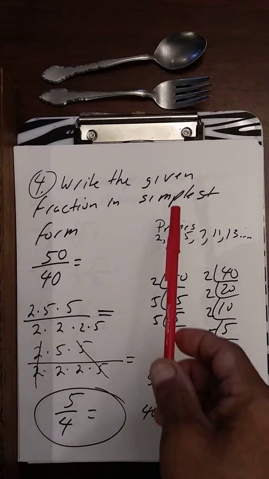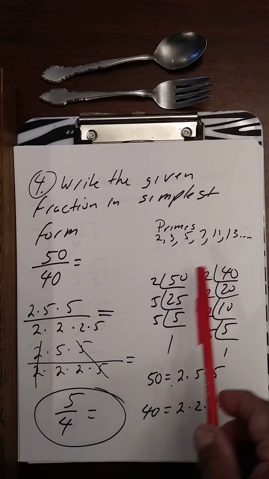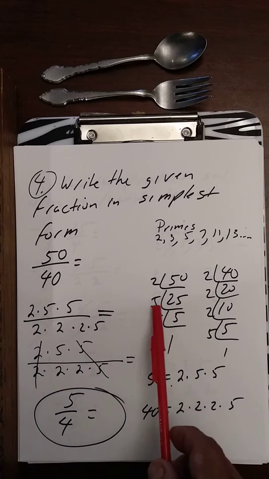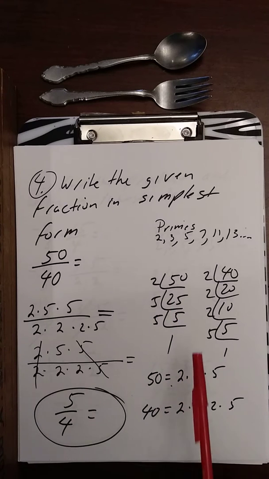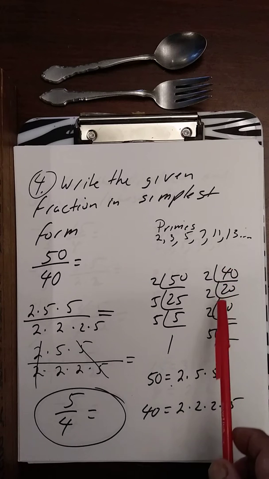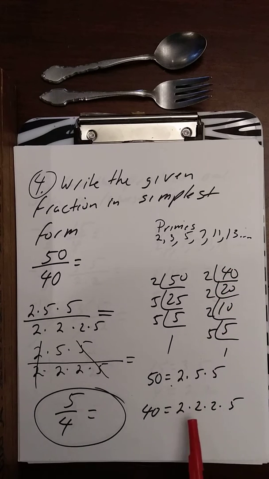Write the given fraction in simplest form, 50 over 40. So do the primes, 2, 3, 5, 7, 11, 13, and so on. 2 divides 50, 25. 5 divides 25, 5. 5 divides 5, 1. So 50 is 2, 5, 5. 40: 2 divides 40, 20. 2 divides 20, 10. 2 divides 10, 5. 5 divides 5, 1. So 2, 2, 2, 5.